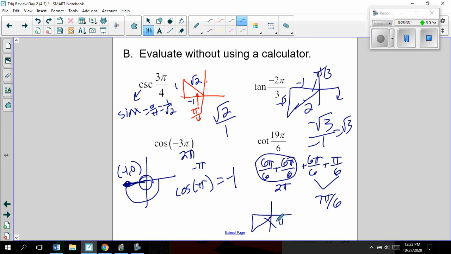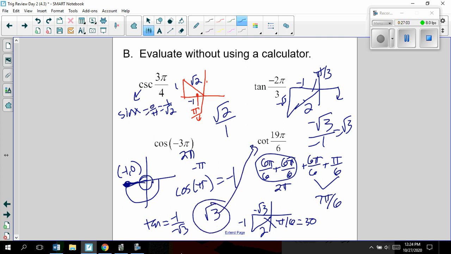My reference angle would be just pi over 6 because that's how far I'm past pi. That is 30 degrees. So this is negative 1, negative square root of 3, 2. And then cotangent would be the reciprocal of tangent. So tangent is, let me write it out, negative 1 over negative square root of 3, which means cotangent is just the square root of 3 for that one.